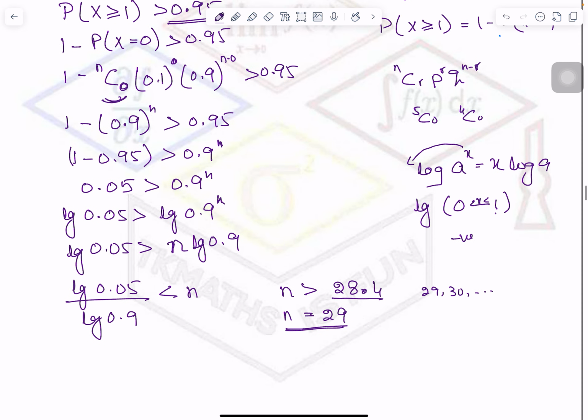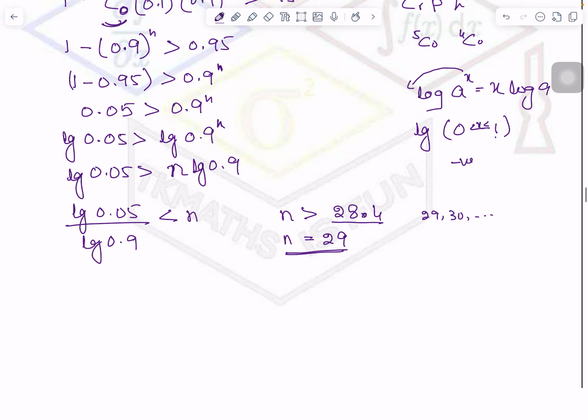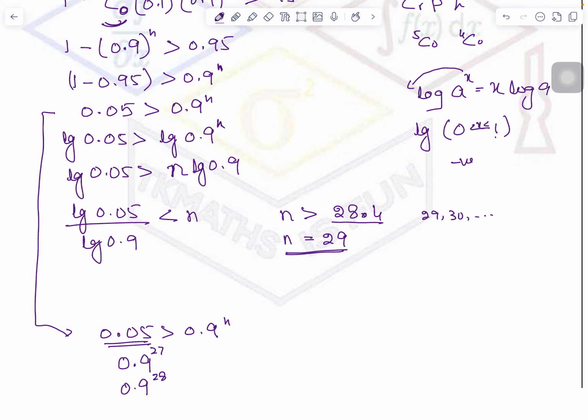And by the way, if you find log difficult at your level, you can also do the trial and error method. What do I mean by that? When we get to this step, 0.05 greater than 0.9^n, right? You can try different powers here. For example, you try the power 27 and see whether your answer is greater than this or not. You try 0.9^28 and 0.9^29. So by the trial and error method also you can check it.